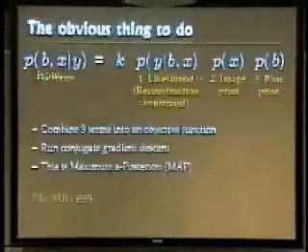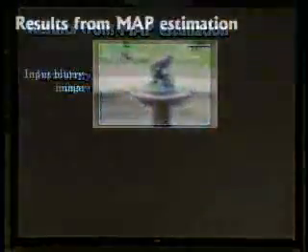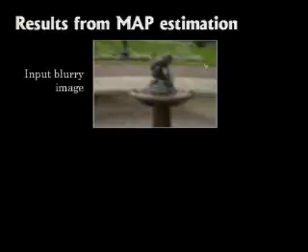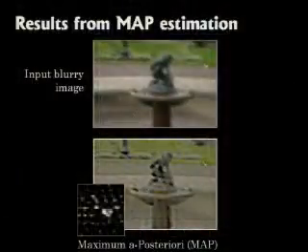So if we just do MAP estimation, that is, we write down the log probability of the data, which ends up being a squared error term plus these regularization priors, we get this terrible result. It doesn't really look like what we want. The kernel doesn't make sense as being a connected curve. And the image doesn't really look a lot sharper.